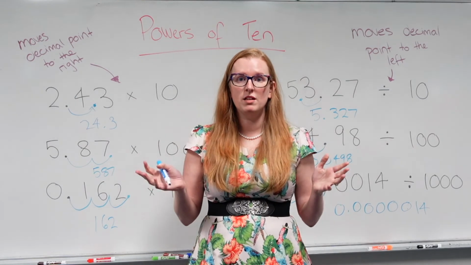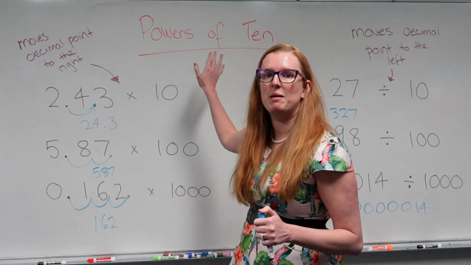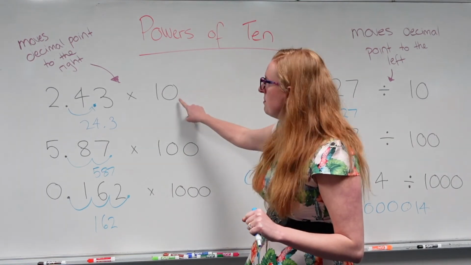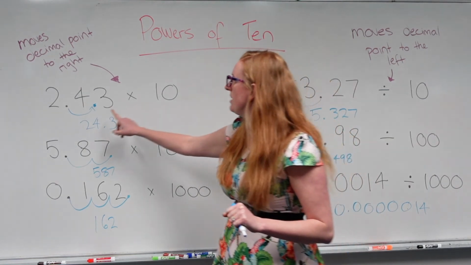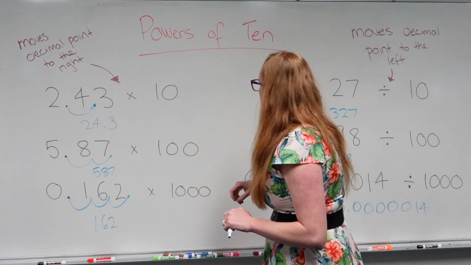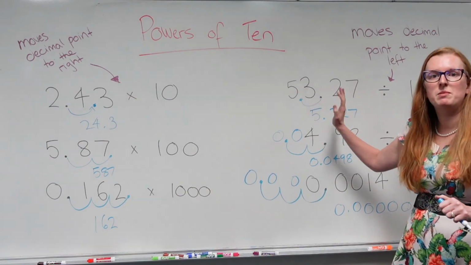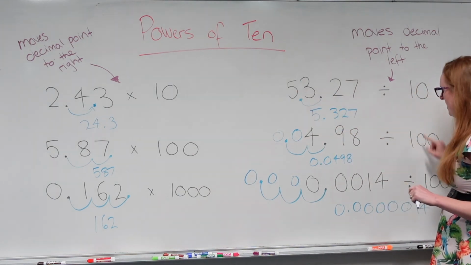So this also works if you're not working with decimals. If you're just working with whole numbers, it's the same thing. Multiplying by powers of 10, you count how many zeros are in your question, and you move your decimal point that many spots to the right. And if you're dividing, you're going to be moving however many spots to the left based on how many zeros are in your question.